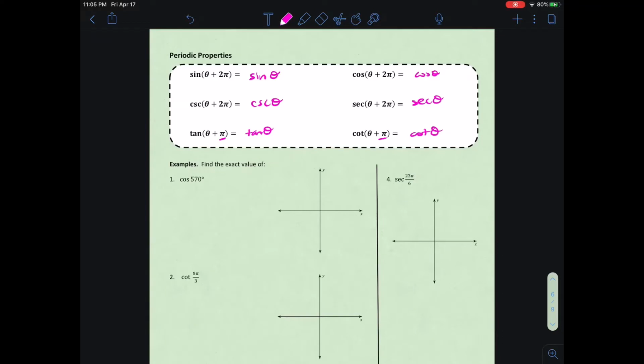So here we have cosine of 570 degrees. And because cosine has a period of 2 pi radians, or 360 degrees, I can write this as cosine of 210 degrees plus 360 degrees. Because again, this is just the same thing as 2 pi radians, right? And so according to our periodic properties, I know that this is really just equal to cosine of 210 degrees.